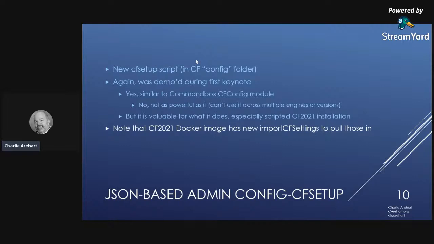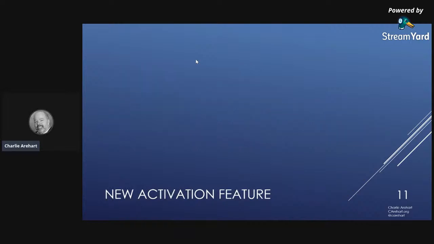Okay. And also the Docker image has an import CF settings environment variable to pull in a file that would have the JSON built by this CF Setup tool. So that's cool. And again, you can read more about this on your own. I knew I wouldn't have time to get into it.